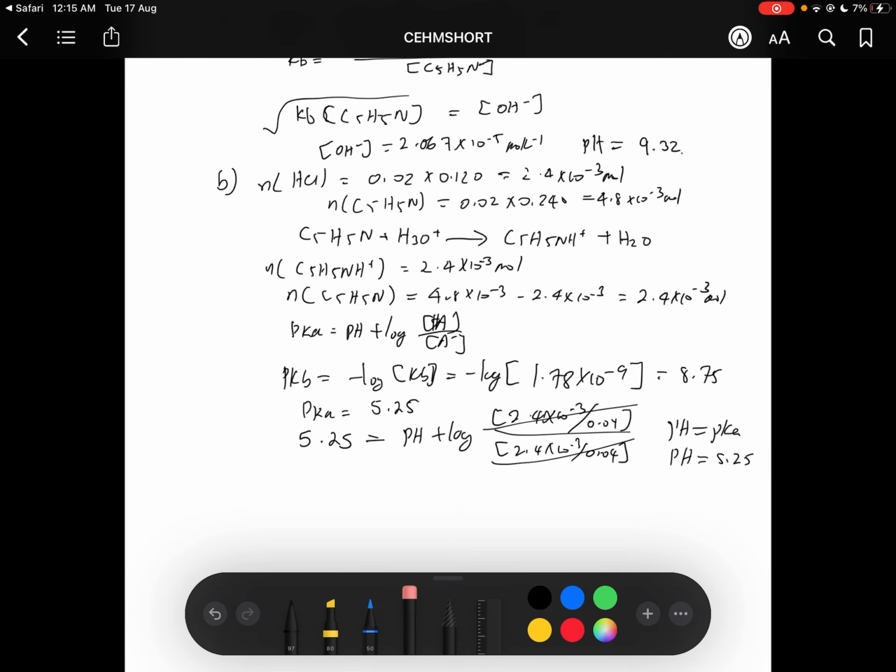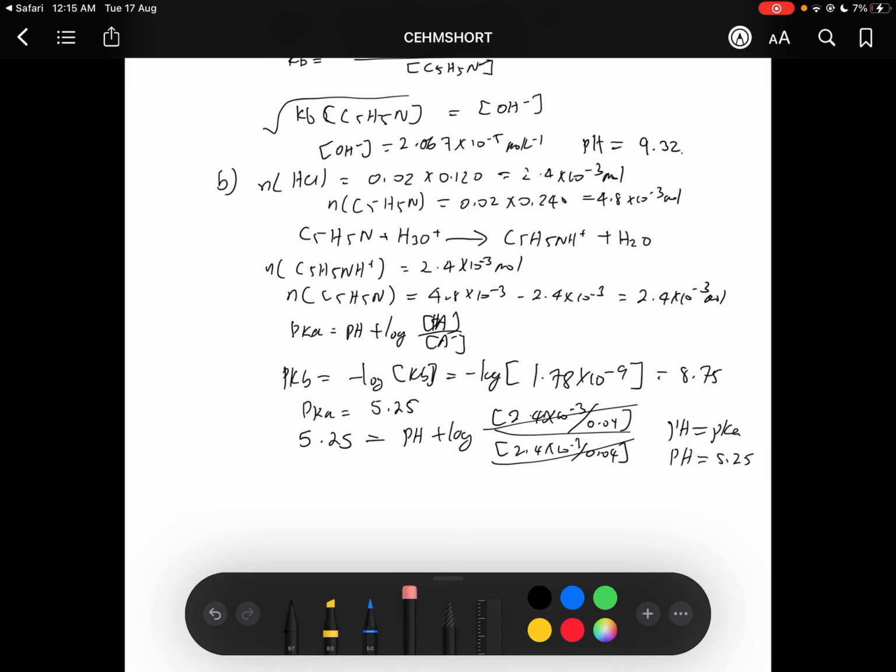Looks like we're talking about solubility here. If MgCl2 is added to the 0.240 molar solution of pyridine, what's the minimum Mg2+ at which Mg(OH)2 will precipitate? In this case, we're going to write the equation for the dissolution of Mg(OH)2.